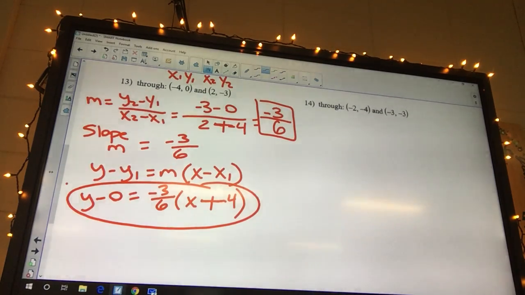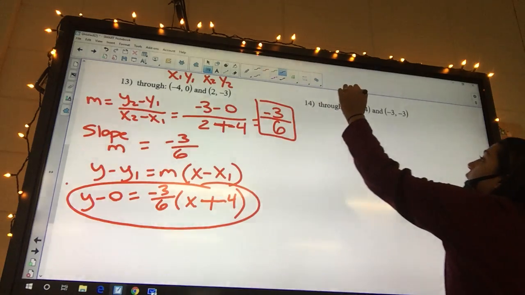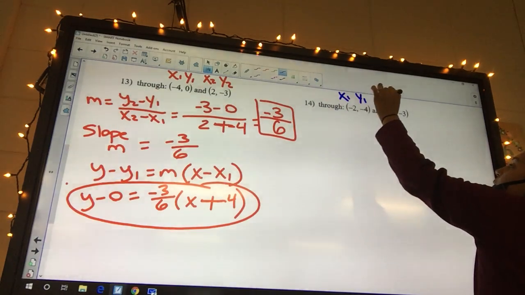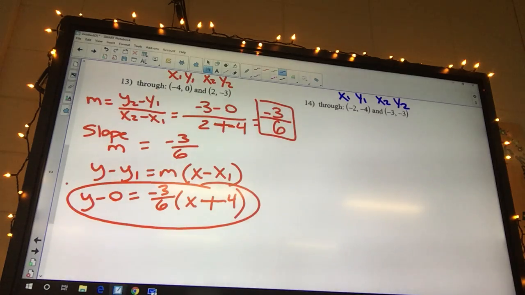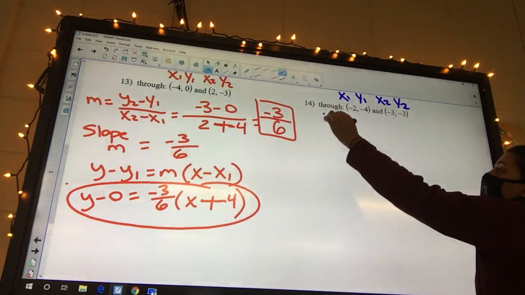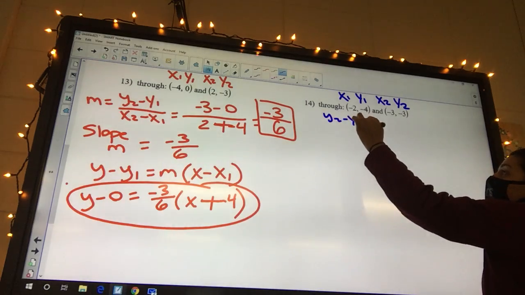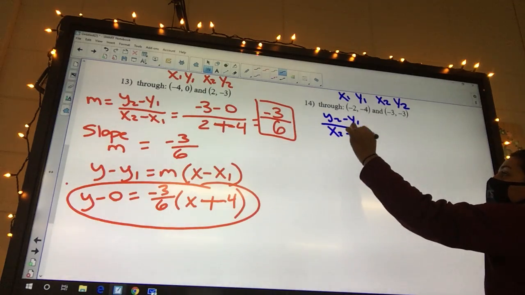Dude, why do they go by so slow, man? Oh no. X sub 1, y sub 1, x sub 2, y sub 2. Okay, we have points, so we need to use our slope formula first. So y sub 2 minus y sub 1 over x sub 2 minus x sub 1.